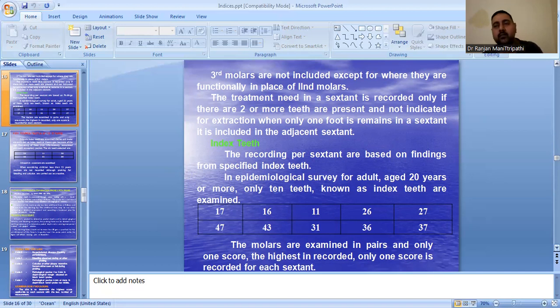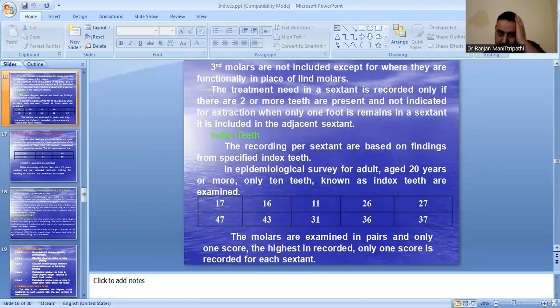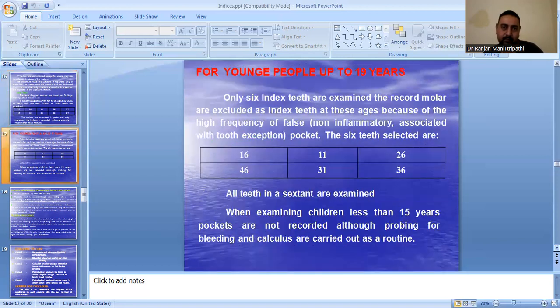So up to the age of 20, the examined teeth are the second molar, first molar, or say 17, 16, central incisor 11, first quadrant central incisor, then 26, 27, then 37, 36, 31, 43, and 47. The molars are examined in pairs and only one is scored. The highest score is recorded, only one score for each sextant.